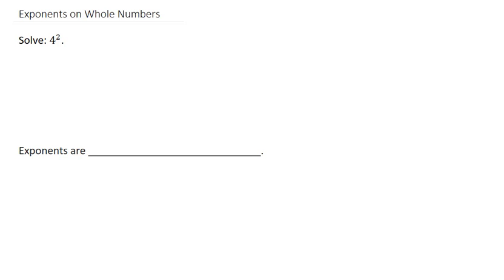Exponents on whole numbers. Solve for the following. We have 4 raised to the second power. So this 4 is considered our base number, and then the number 2 is our exponent, where it goes.